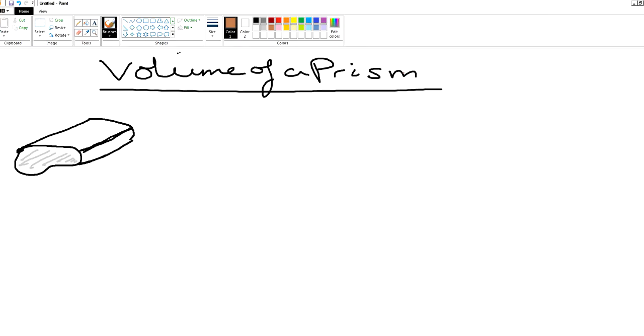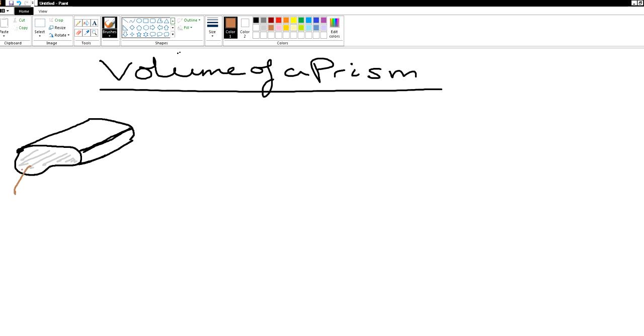So, volume of a prism. I've drawn this shape here, which looks like a whistle, and it's a three-dimensional shape, so it's the same shape all the way through. It's only a sketch. What do you call the shaded area at the front? What's the special name for it? Cross-sectional? Cross-sectional area. It's the area of the front.